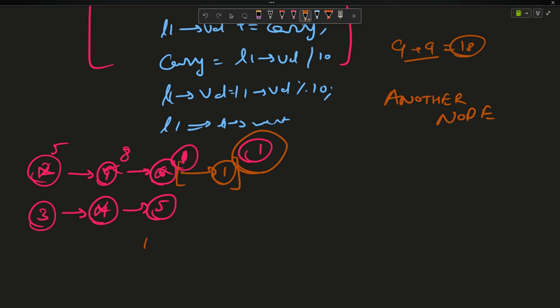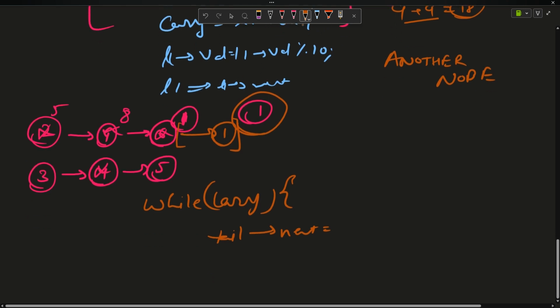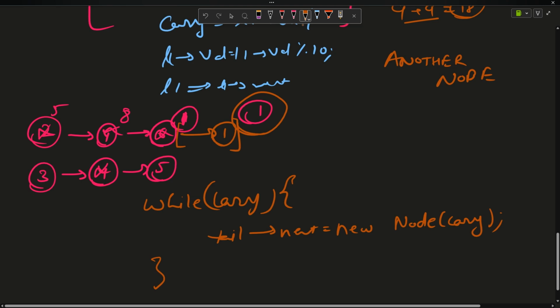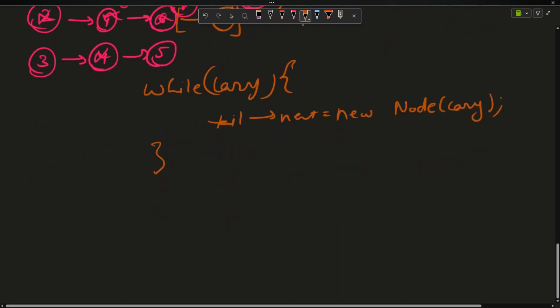So I will say while carry, tail's next equals a new node, because I will have to make a new node for carry. What is the value of that node? It will be carry. After that, carry will be decremented, or I can just use these two operations, and the question will be solved. Let us try to run it and see how we are going to proceed.